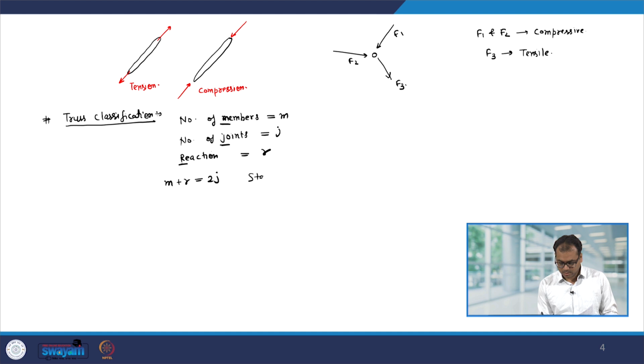What is the meaning of that? Statically determinate means you can calculate all the forces that are acting on the truss, and if m plus R is larger than 2j, in this case the truss is statically indeterminate.